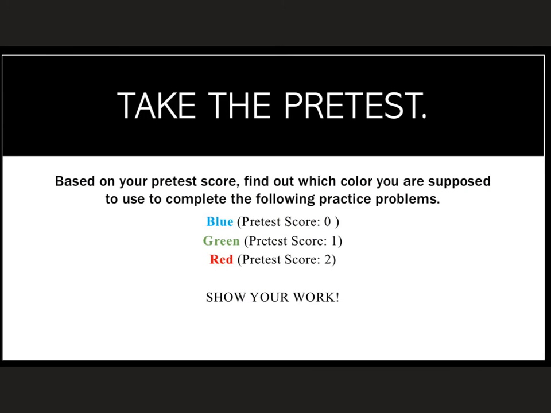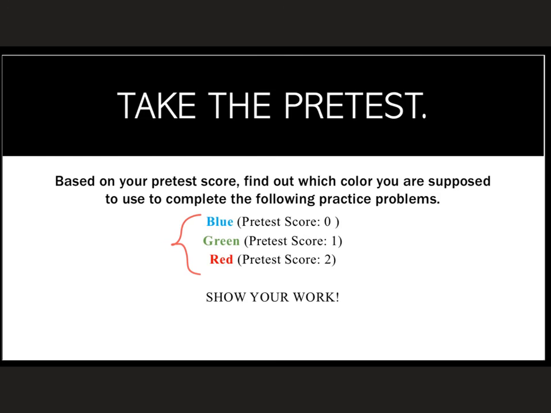So now we're going to stop. You're going to take the pretest, and based on your pretest score, it's a little bit different than normal. You're going to get a score, and based on your score, that'll represent a color. So pretest score 0, you're blue. Pretest score of 1, you're green. Pretest score of 2, you are red. And those are the numbers you will use for the practice slides.